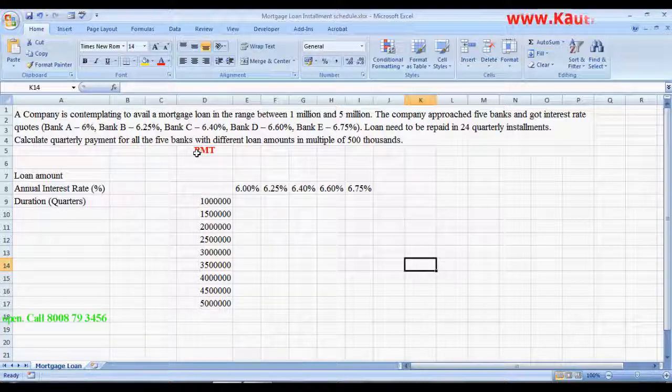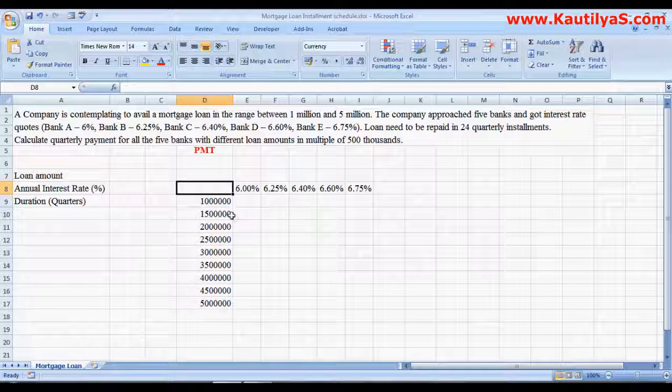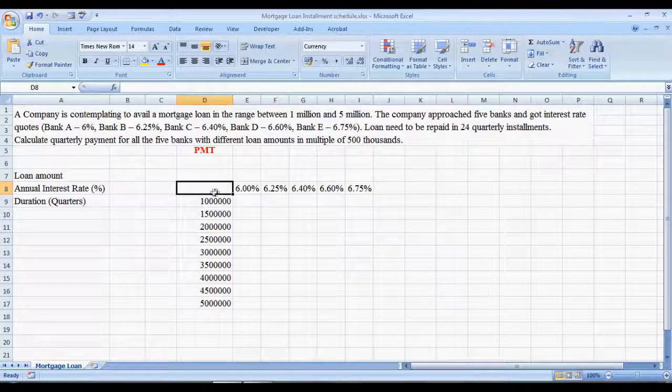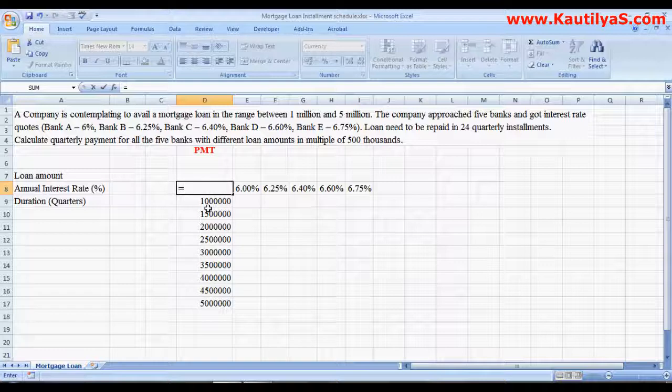So the PMT function is what we use in Excel to calculate the installment. First, we calculate the PMT for one approximation. Then we will do it for different loan amounts and different rates of interest. So here we calculate the PMT for one term.